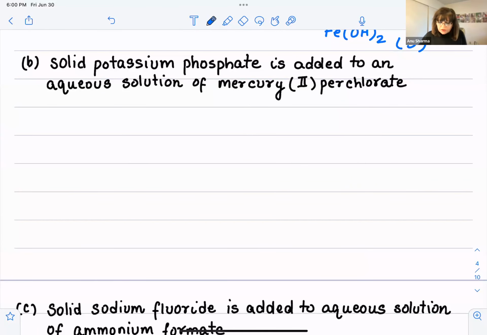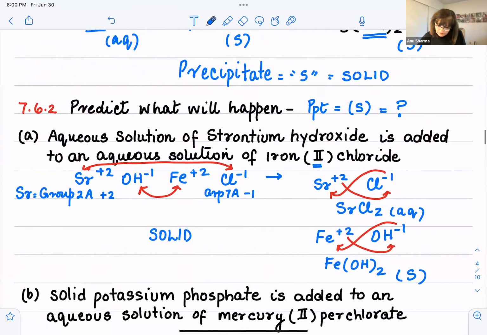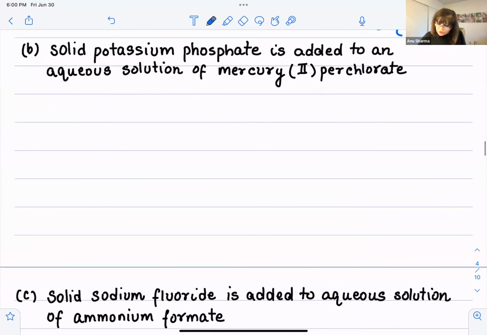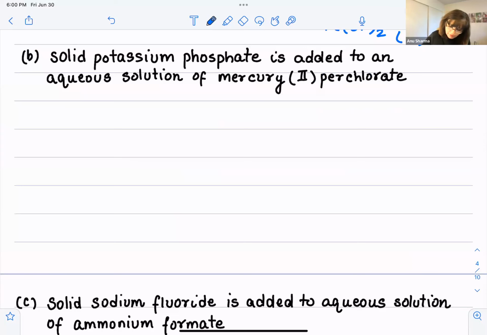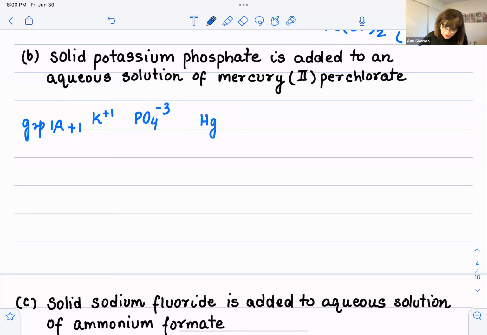Next, solid potassium phosphate is added to an aqueous solution of mercury 2 perchlorate. So let's write down potassium phosphate. Potassium is here, K, group 1A, so the charge is +1. Phosphate, a polyatomic ion, has the standard -3 charge, which you should recognize. It is added to an aqueous solution of mercury 2 perchlorate. Mercury 2 already tells you that mercury is in +2 state.